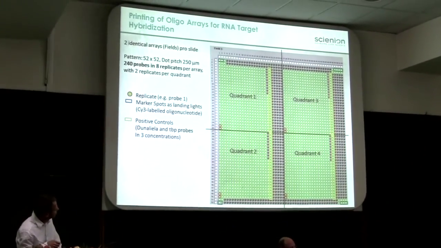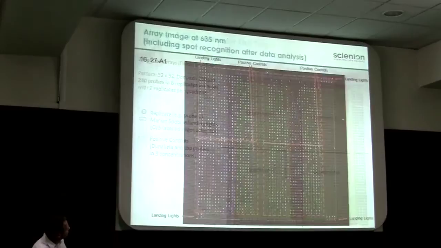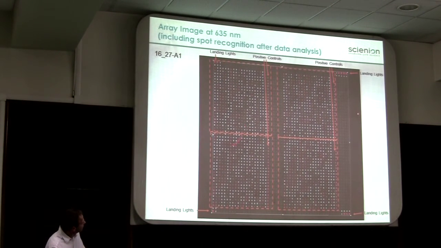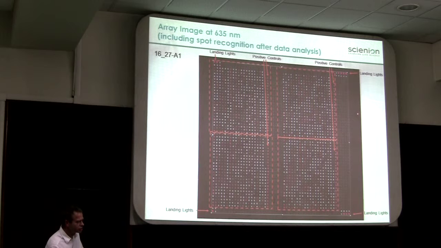Okay, so at the same time, especially for generation 3, we have then printed the microarrays, also the oligonucleotide microarrays, and here we have printed 240 probes and 8 replicates. So this is just a scheme of such a microarray, and then after hybridization you obtain such a fluorescence scanner image where you can find the different quadrants, and there are always some landing lights that help you to identify the right position of these microarrays. So this is actually what you want to get.